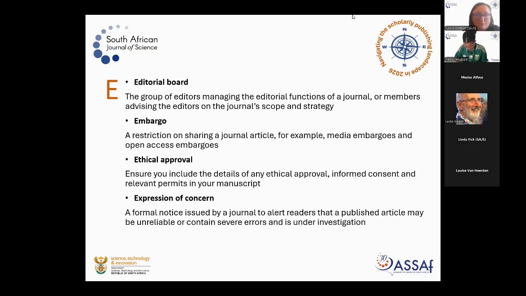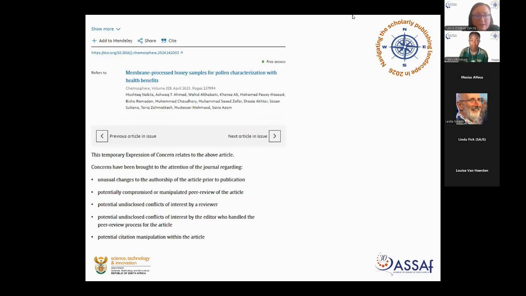Expression of concern is a formal notice issued by a journal to alert readers that a published article may be unreliable or may contain errors and is under investigation. They can be temporary or permanent. These are just an example of how an expression of concern may look on an article.